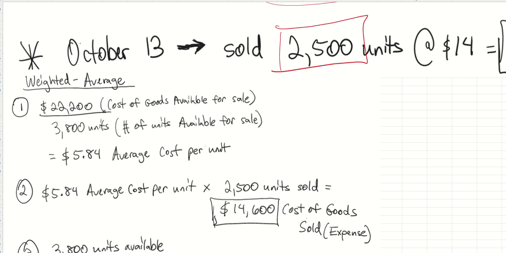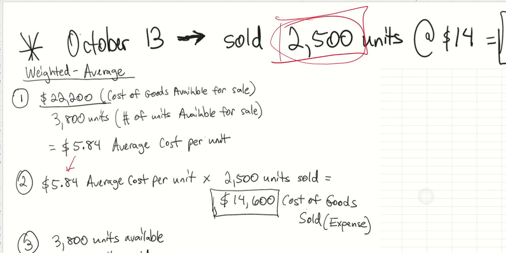Step two, you're going to take the $5.84 average cost per unit. You're going to multiply it by the number of units that were sold. The number of units that were sold is 2,500, and that's going to give us $14,600. That's going to be recorded as the cost of goods sold in that expense account.